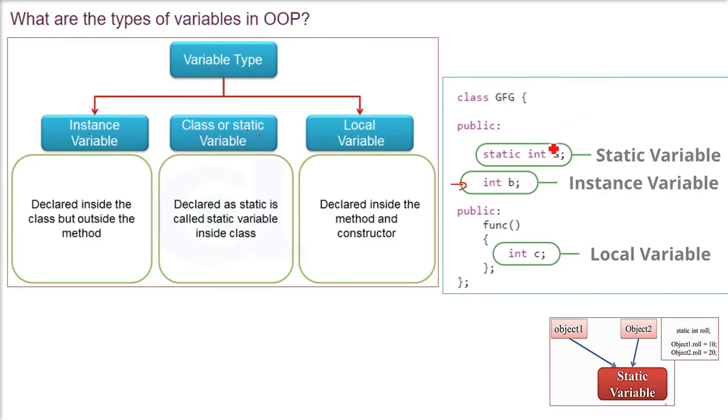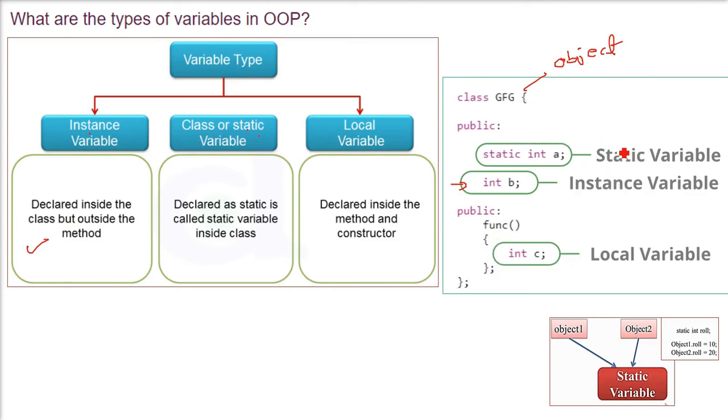Now, the instance variable: these are declared inside the class but outside the method. So for the number of objects you will make, this instance variable, which is int b here, will be created for each object. Okay, it is declared inside the class but outside the method.